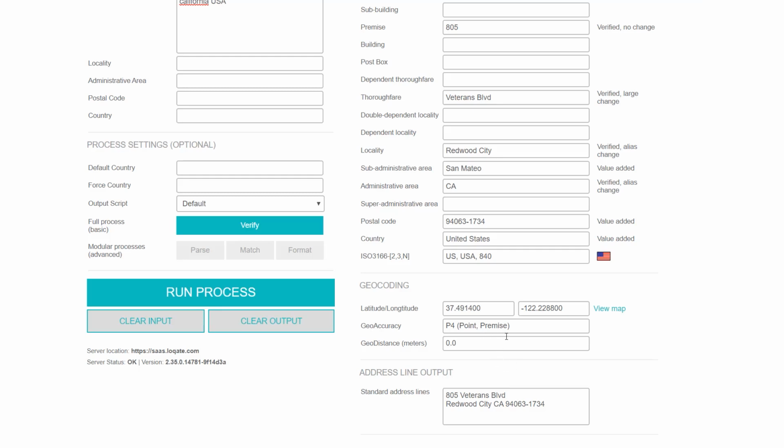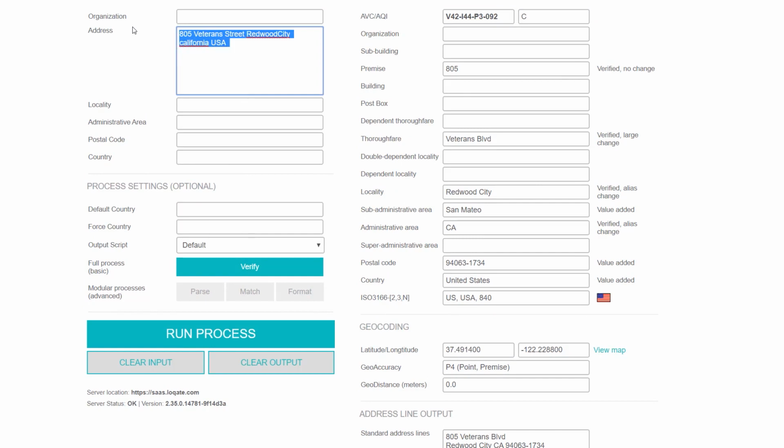The last part that I'll talk about with this address is this example here of the latitude and the longitude. Geocoding is a normal part of the process. In this case, you see the output, and then you'll also see another code, a geoaccuracy code, indicating that this is a rooftop level geocode. So let's use another example.